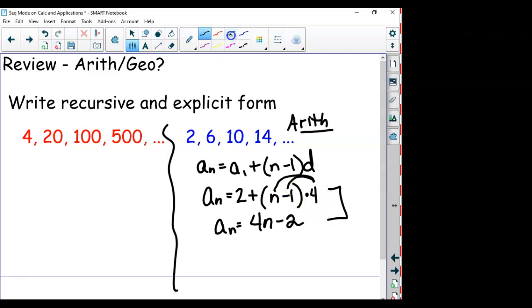What about, though, recursive? Does anybody remember how recursive looks? It has two parts. What are the two things you have to tell me? The first term, and it doesn't matter what order you tell them to me in, but the first term, and you tell me how to get to the next term using the previous term. Remember what the notation is for previous term? A sub n minus 1, and what is this one doing? Adding 4.